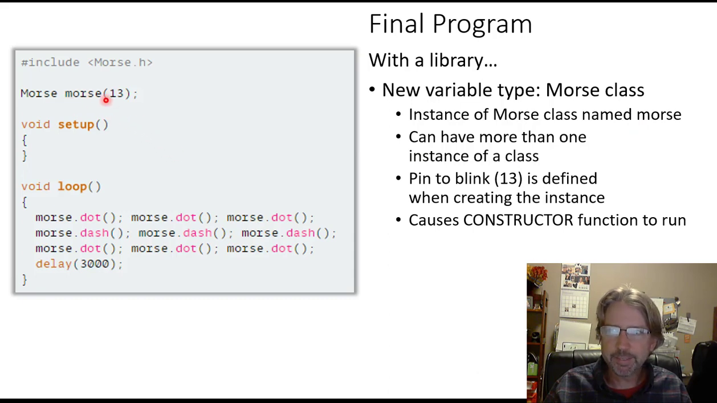When we make an instance of the class, we give it some parameters and it uses that to initialize. So this says blink pin 13. We could have a different instance hooked up to pin 10, and then we could do different Morse code on the different pins if we wanted to. So here we're blinking pin 13 when we set this up. When we initialize this with pin 13, it causes a function called the constructor to run. So look for the constructor function when we define our library.